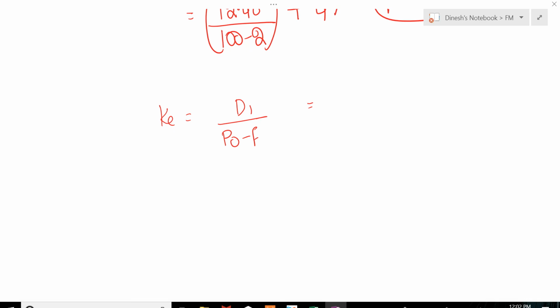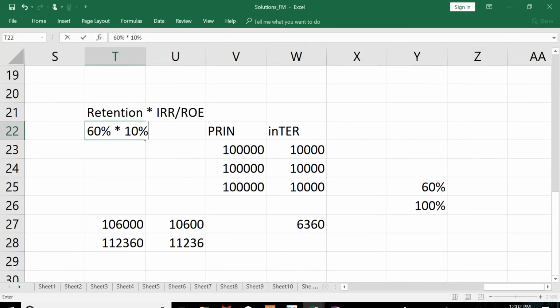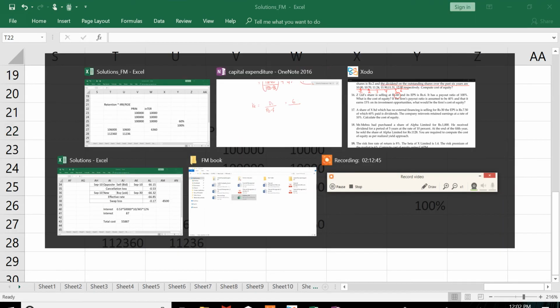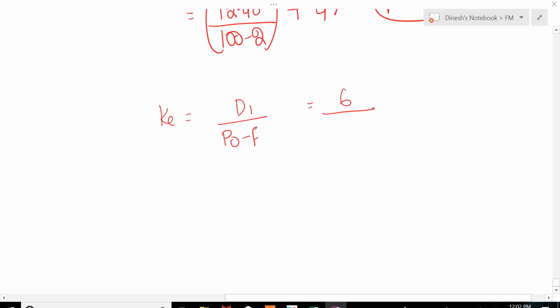How much is the EPS they are generating? 6. EPS into payout is your dividend. I earn 6 rupees and I pay out 6 rupees. That is a payout ratio of 100%. So equal to 6 by, what is the current market price? 6 by 60, 10%. Any doubts on this?